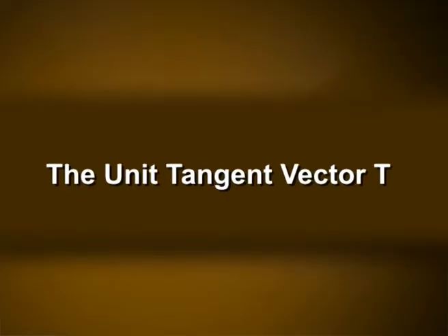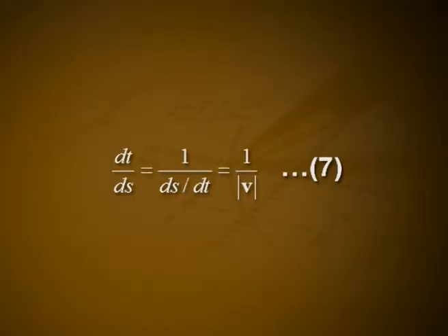We see once again that s is an increasing function of t. The unit tangent vector T. Since ds/dt is greater than 0 for the curves we are considering, s is 1 to 1 and has an inverse that gives t as a differentiable function of s. The derivative of the inverse is dt/ds equal to 1 by ds/dt, which is equal to 1 by |v|, equation number 7.